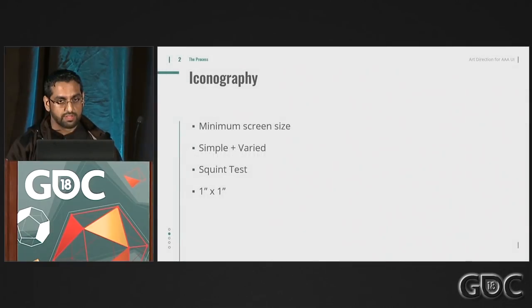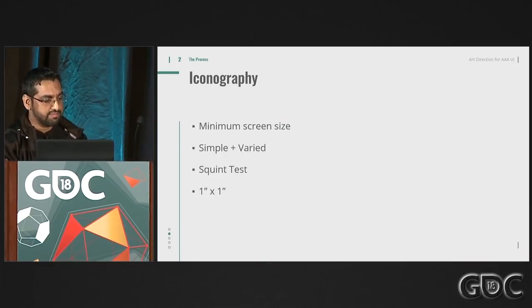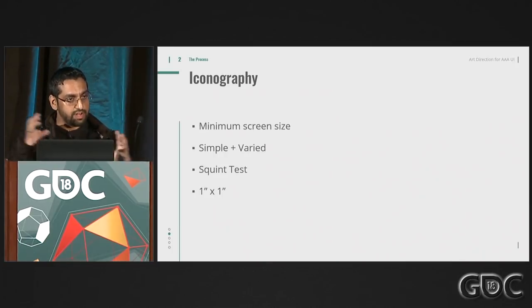So there's a couple of things with icons, some kind of ground rules. You want to make sure that they work on the minimum screen size. You want to keep them simple but varied. You also want to try them with the squint test, which is kind of like just squinting your eyes and seeing if you can make out the shapes. That's what makes good icons, basically, something that you can tell from afar, things that are easy to see and read. And a 1-inch by 1-inch is kind of like the largest size that you could probably have an icon on screen. You don't want to just have a massive icon and then, you know, that's everything. You want it to work on multiple sizes.